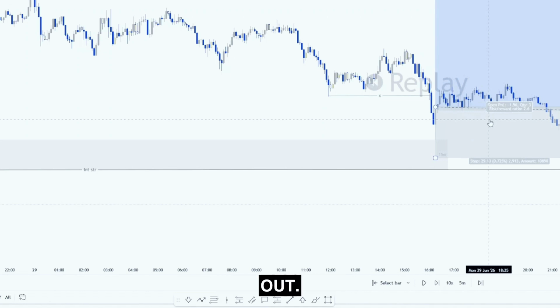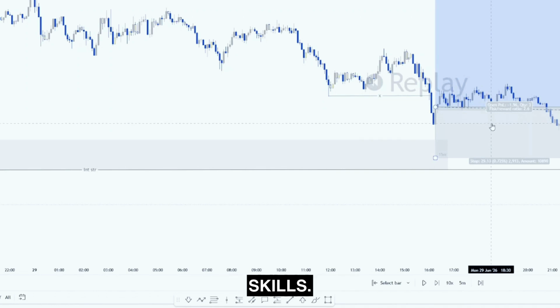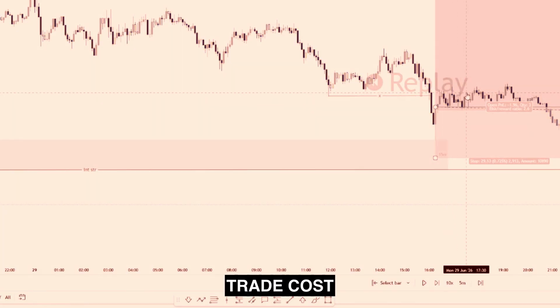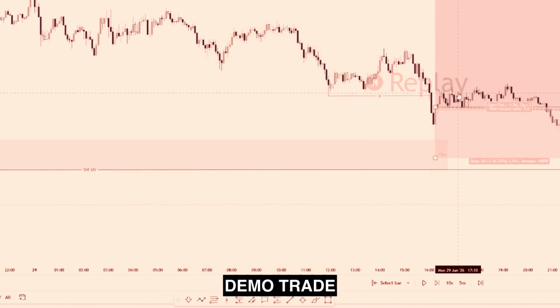But I got stopped out, and I don't understand if it was because of gold volatility or because of my lack of skills. Actually, I'm still a beginner and I'm still learning, but this surprised me. Do you know how much this trade cost me? It cost me about 2,000. That wiped out everything. But the funny thing is, it's not real money. It's a demo trade that I'm still practicing. So imagine this was real money. This would have been a disaster.